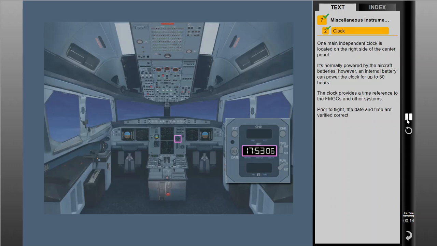Prior to flight, the date and time are verified correct. If the clock is set improperly, FMS time parameters and predictions may be incorrect due to the clock's relationship with the FMGCs.